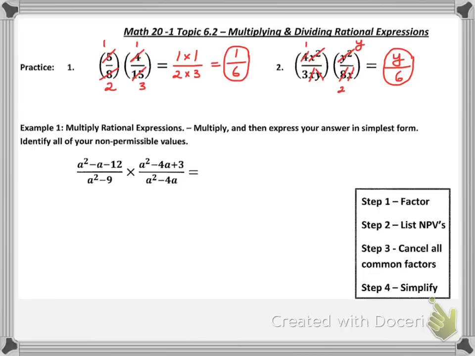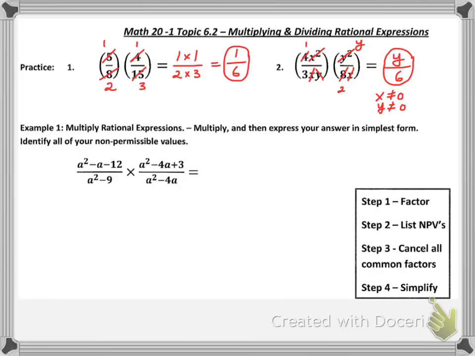Example 1. Multiply rational expressions, and then express your answer in simplest form. Identify all your non-permissible values. Well, again, before I can do this, step 1 is to factor it. So a squared minus a minus 12. That's the sum product method I can use. Find two numbers that multiply together to give me negative 12 and add up to negative 1. And that's got to be negative 4 and positive 3.